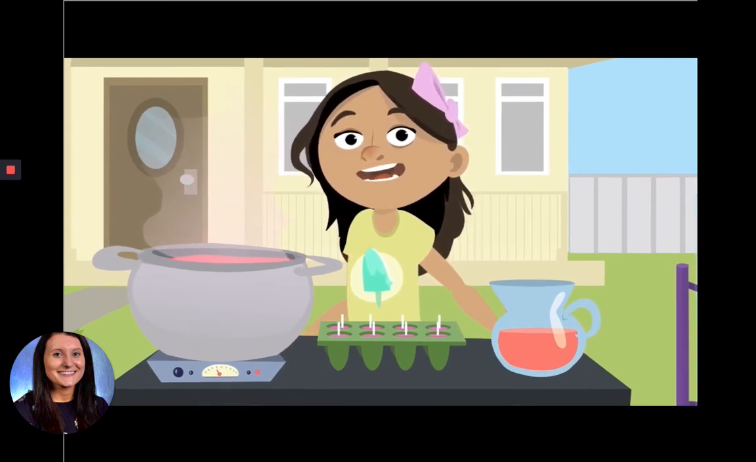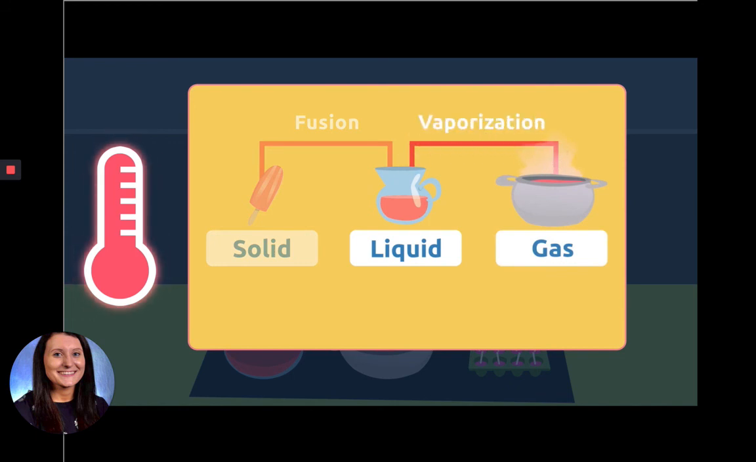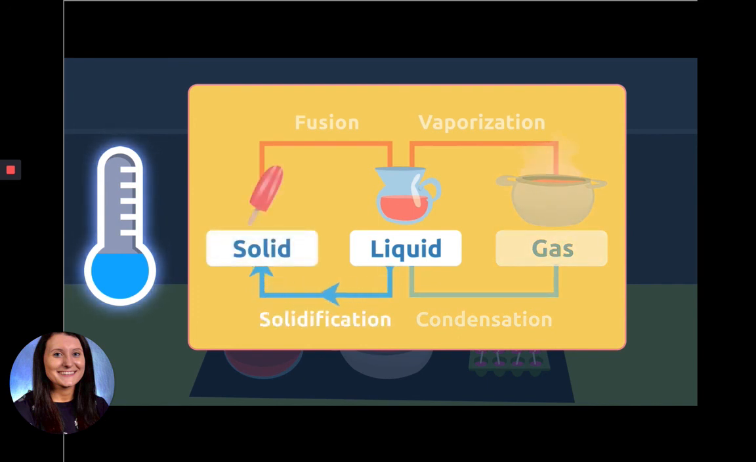These are the changes in the states of matter. Let's recap. If we heat solid matter, it becomes a liquid. We call this process fusion. If we heat liquid matter, it becomes a gas. We call this process vaporization. These two processes can occur the other way around. That happens when we cool matter instead of applying heat. If we cool a gas, it becomes a liquid. This process is called condensation. If we freeze liquid matter, it will become a solid. This process is called solidification.